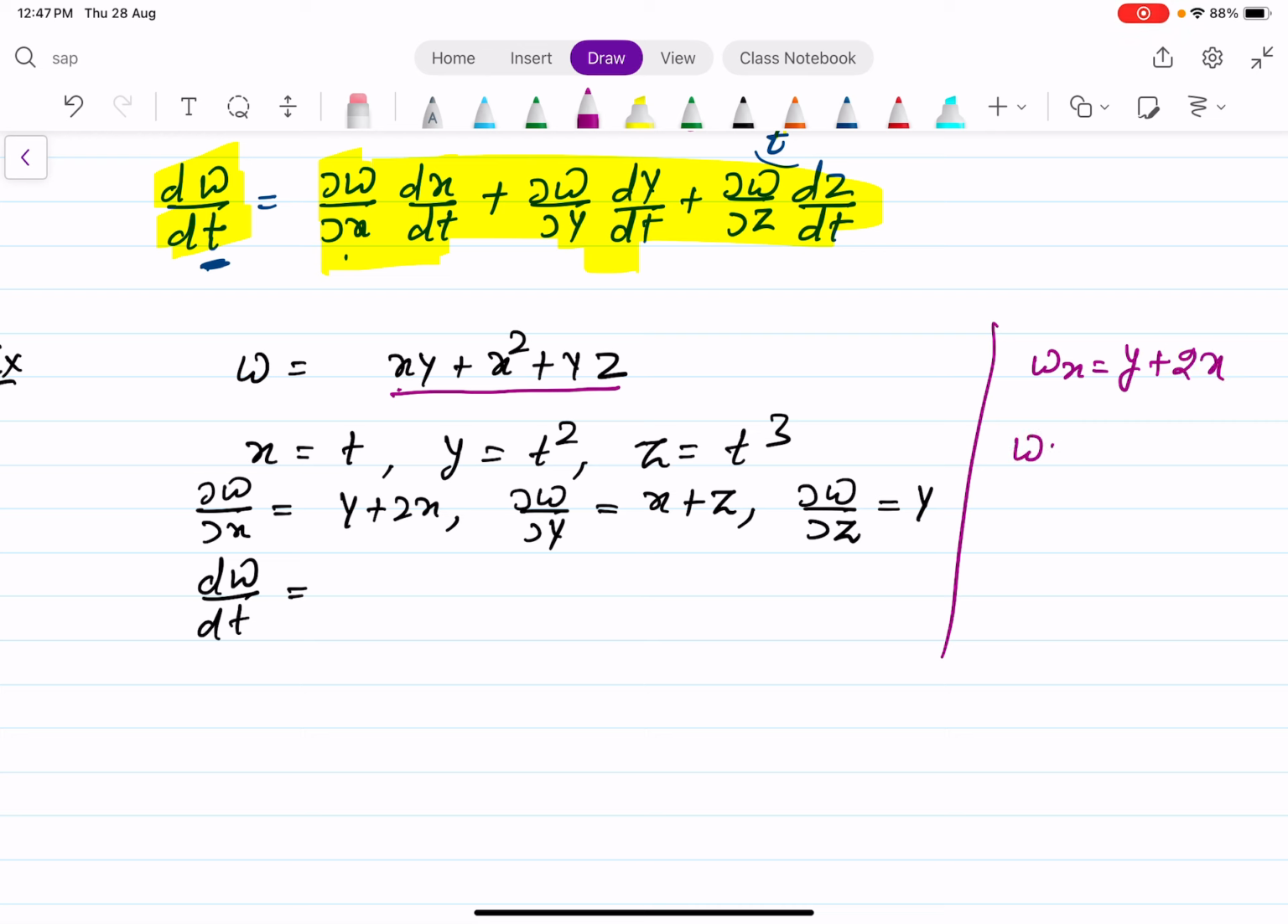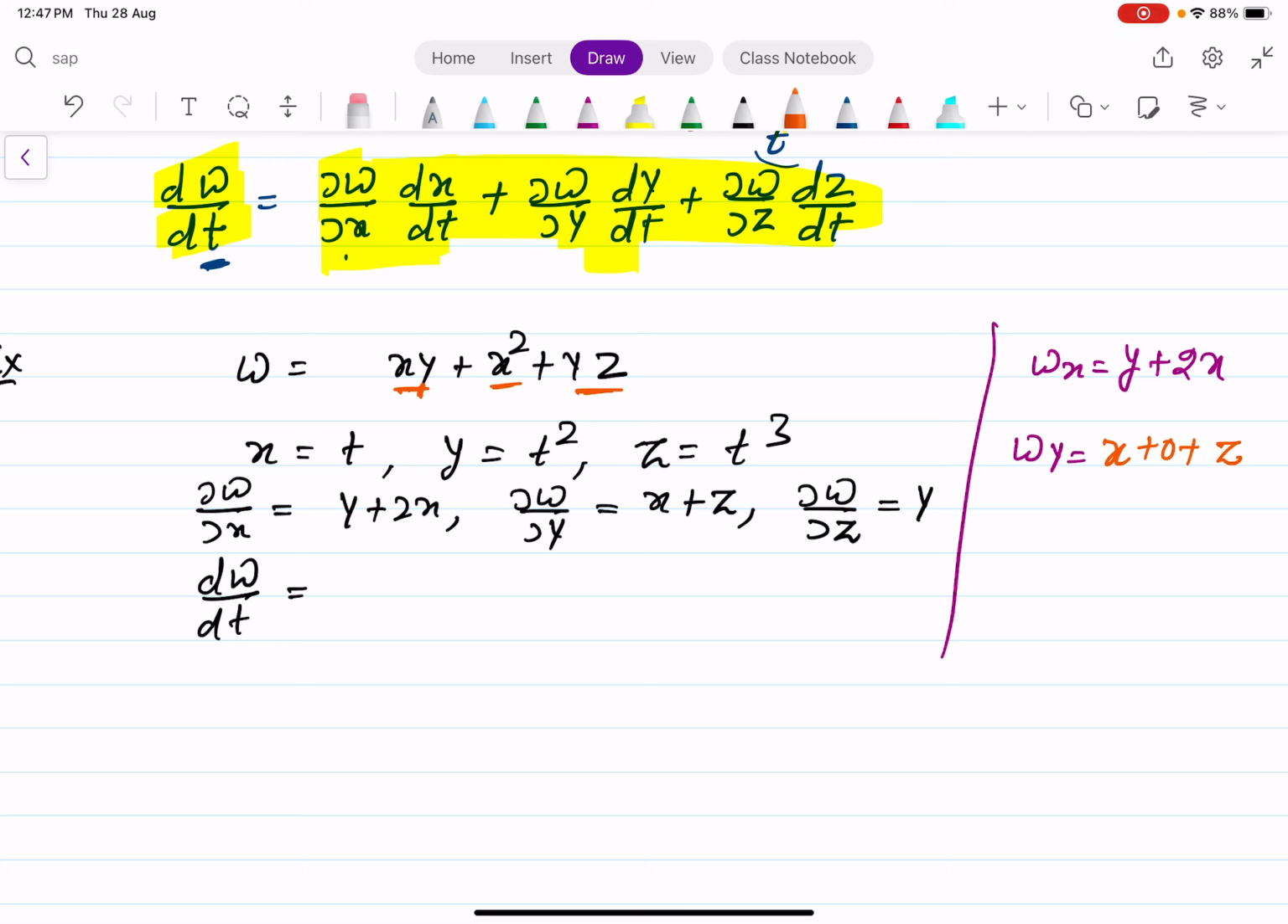Let us compute w_y, that means differentiate this function with respect to y. So what we will do? Differentiation of xy with respect to y, that is x is constant, y is 1, so it will be x. Differentiation of x square with respect to y, that is 0. Differentiation of yz with respect to y, that is z.